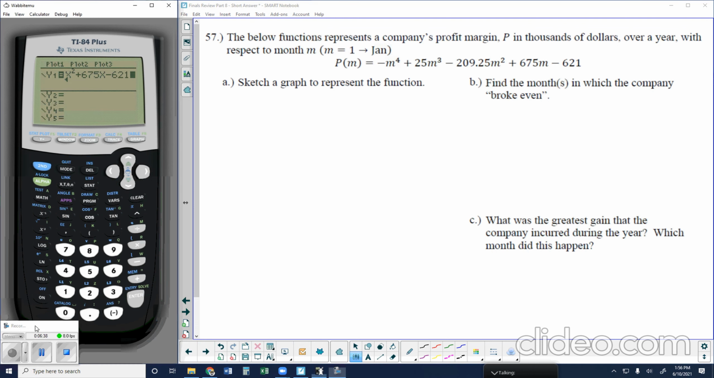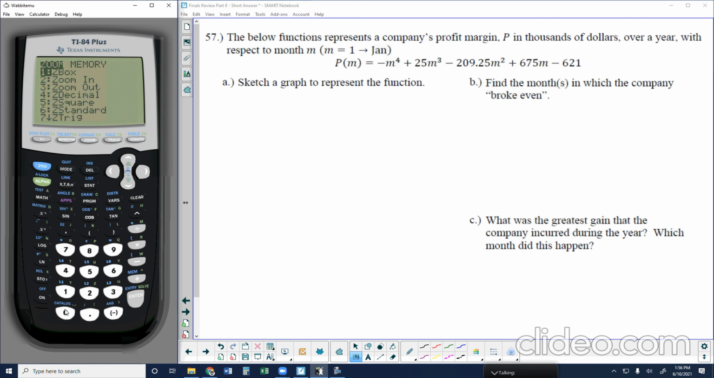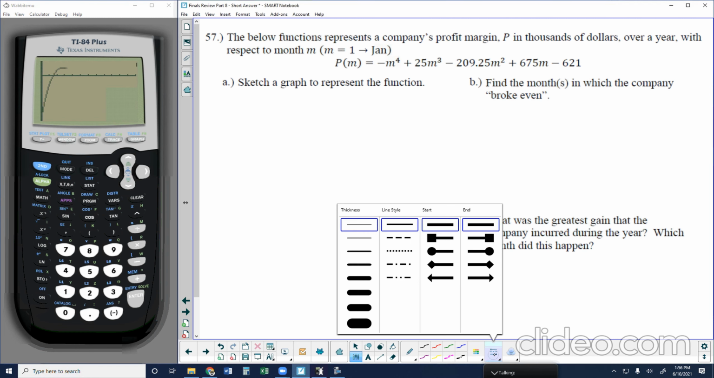So I have the entire equation in my calculator. I know this is going to be over the span of a year, so I'm going to take my window and go from x equals 0 to x equals 12. Remember, January is going to be the value 1 on the x-axis. Then I'm going to hit zoom and go down to the 10th option, ZoomFit. This will give me a graph that I can sketch.